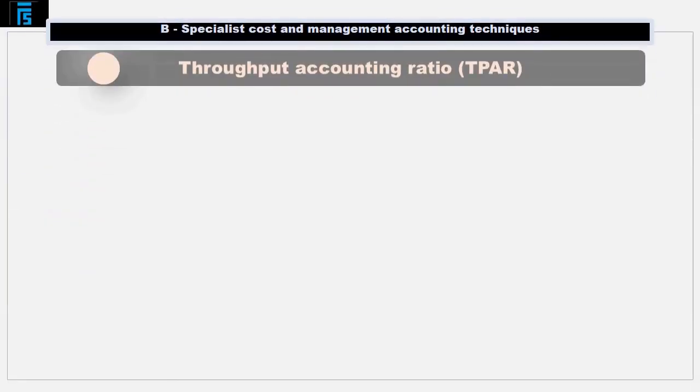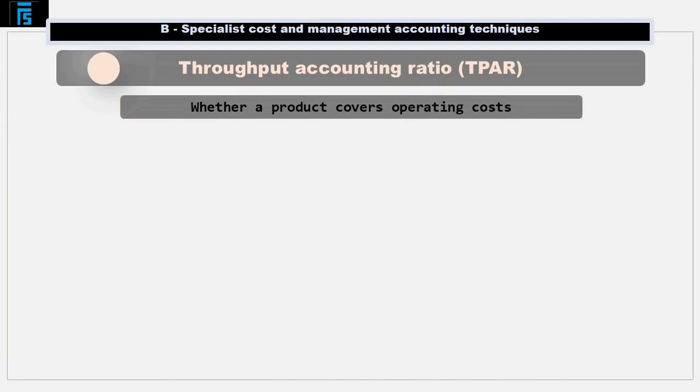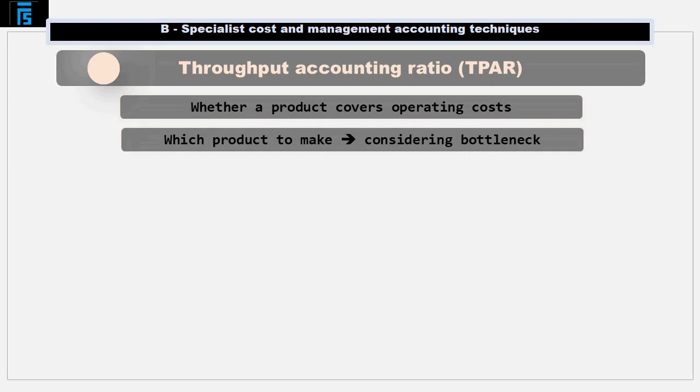The throughput accounting ratio can help us to determine whether a particular product covers operating costs and therefore makes a profit, or if it does not cover the operating costs and therefore makes a loss. We can then use this information to determine which product or products should be made given the bottleneck. There are 2 other ratios that need to be calculated before we can calculate the throughput accounting ratio, or TPAR.